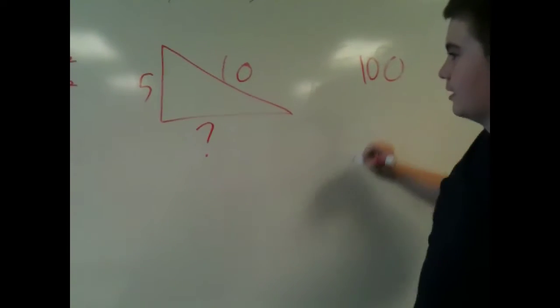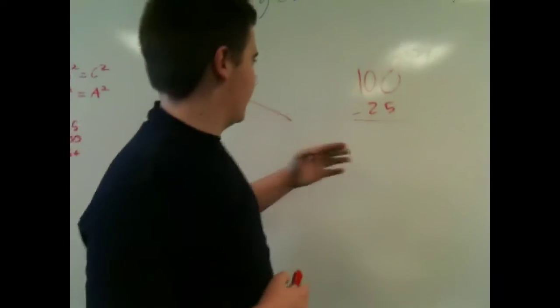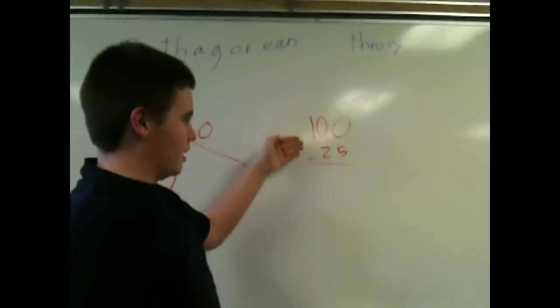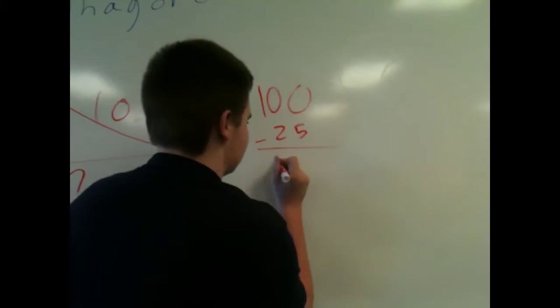We did this last time. And 5 times 5 is 25. Okay, 100, you actually subtract it, which is 125 minus 100, equals 75.